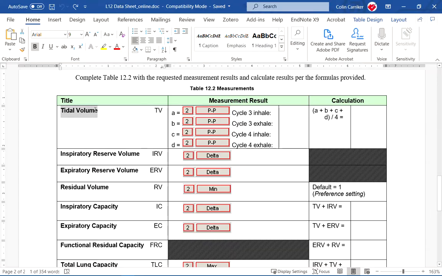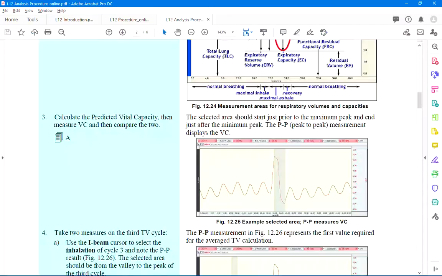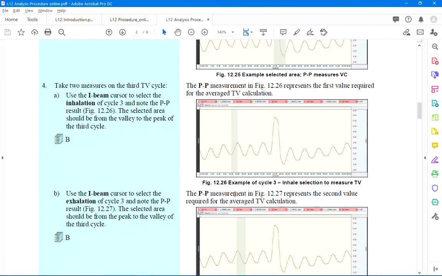Let's start with tidal volume. Tidal volume, again, we're going to use the 2 P-P value, and we're going to use cycle 3 inhale and cycle 4 exhale. So to do that, if we look at this analysis data sheet, you'll notice that here's our first cycle, second cycle, third cycle. So in this example of cycle 3, they are measuring the inhale selection. So that would be from this point right here to this point right here. Okay, this would be from a normal exhale to inhale. Okay, cycle 3. So this would be what we measure for the inhale selection.